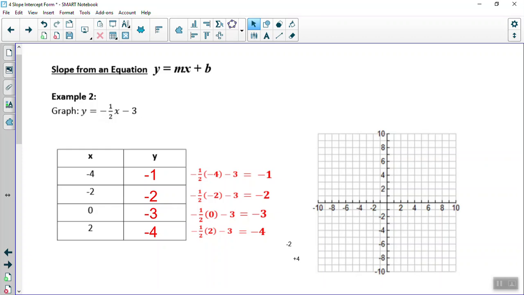All right, so let's go ahead and graph these ordered pairs that we have. So I've got -4, -1; -2, -2; 0, -3; and 2, -4. All right, I'm going to draw a line through those points that we've graphed.